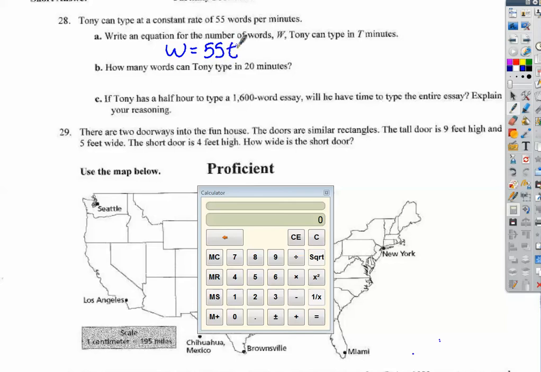There we go. Be careful here. Do not put a dot. Certainly don't put an X, because X's are now variables. They're not multiplication. Don't do that.